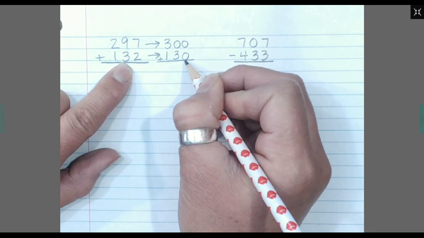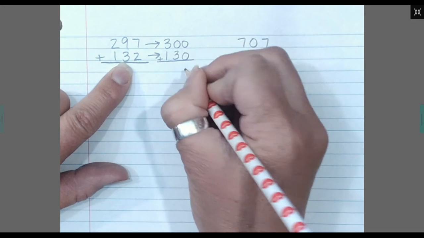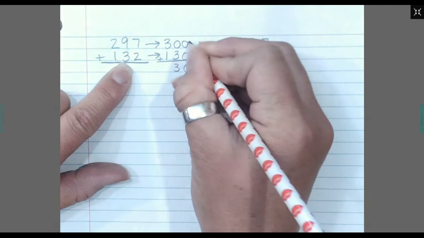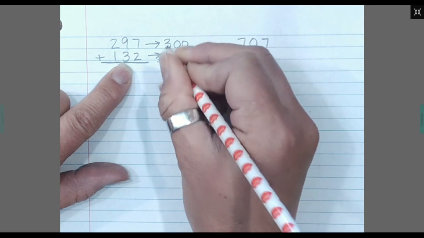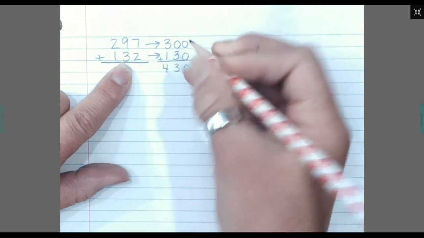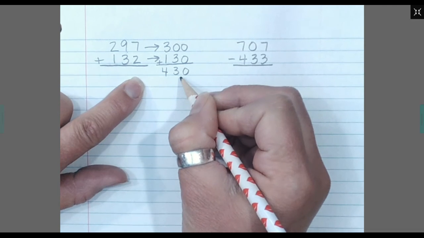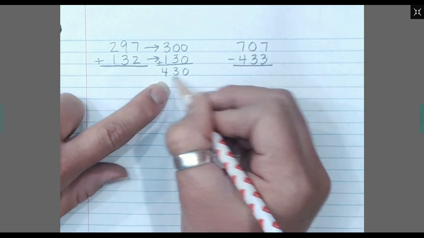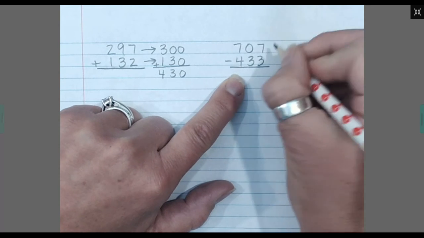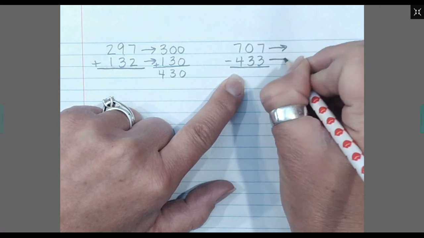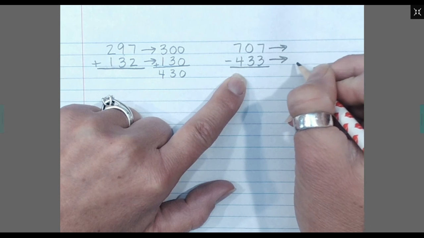Now that I have rounded, now I can solve. Now I can add. Starting adding in my ones place, 0 plus 0, 0, 0 plus 3 is 3, and 3 plus 1 is 4. So my sum from estimation is 430. So I do the same thing here, but this time I'm subtracting. I'm going to estimate. Round, then solve.